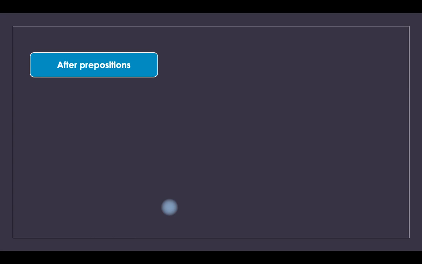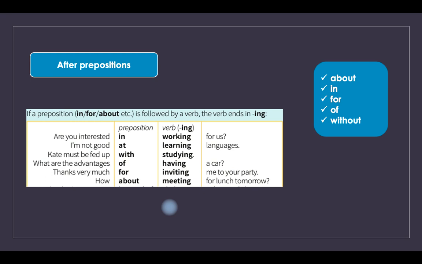We can also use gerunds after some prepositions, especially such prepositions as about, in, for, of, without. Look at these examples. Are you interested in working for us? So verbs with prepositions are always followed by gerunds, not by infinitives. So we cannot use to here, but we use a gerund form of the verb. I'm not good at learning languages. Interested, it's an adjective, I'm sorry, not a verb.